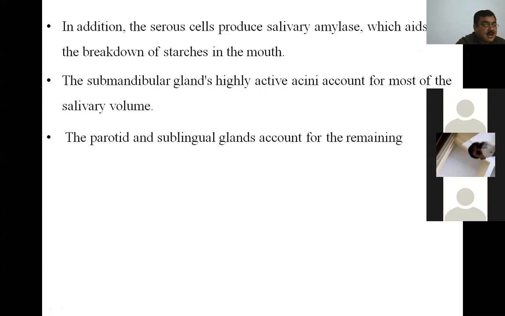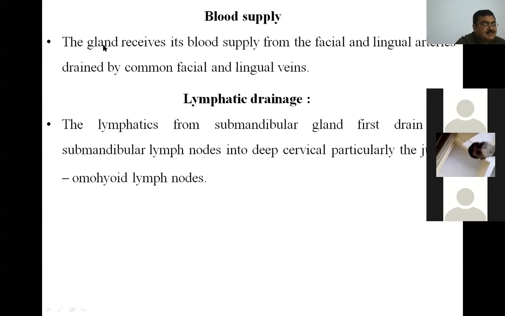The submandibular gland, with highly active acini, accounts for most of the salivary volume. Parotid and sublingual glands account for the remainder. Now, blood supply. The gland receives blood supply from the facial and lingual arteries, drained by the common facial and lingual veins. Lymphatics from the submandibular gland first drain into the submandibular lymph nodes. Then from here it goes to the cervical group of lymph nodes, then to the jugulo-omohyoid lymph node.